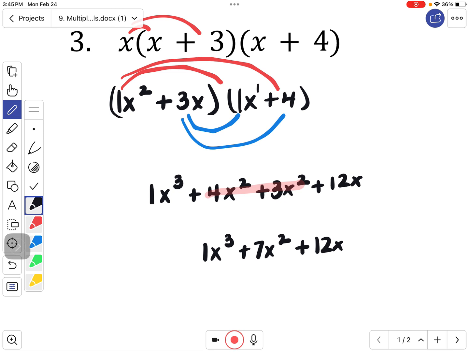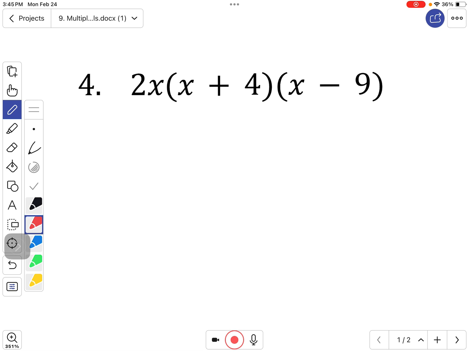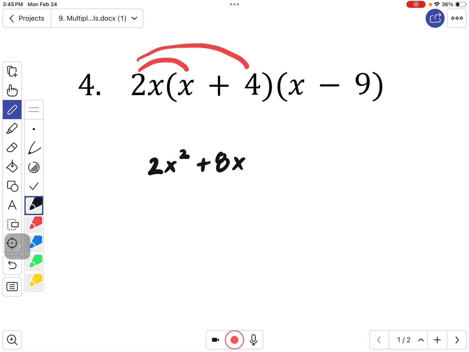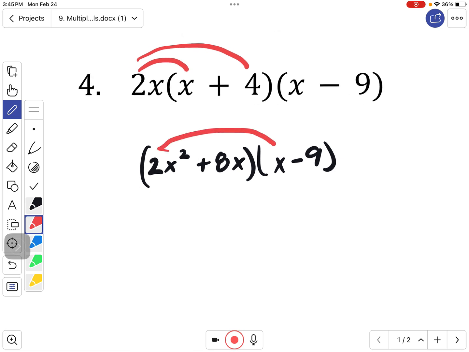Okay, let's try one more double distribution in case you really like that. So first thing I'm going to do is distribute this 2x to that x. That's going to give me 2x squared. Now I want to distribute that 2x to this 4. They're all positive, so I'm going to say plus, and that's just going to give me an 8x. Okay, so that's my first set of parentheses. My next set is going to be x minus 9. Stays the same. Okay, I'm going to do my first to my first.